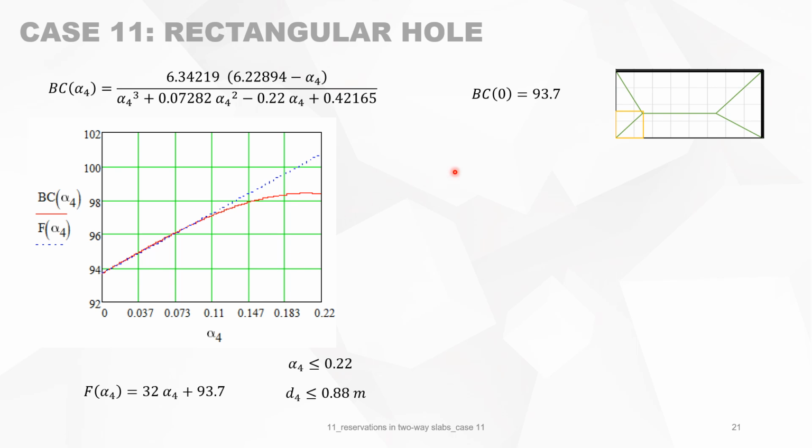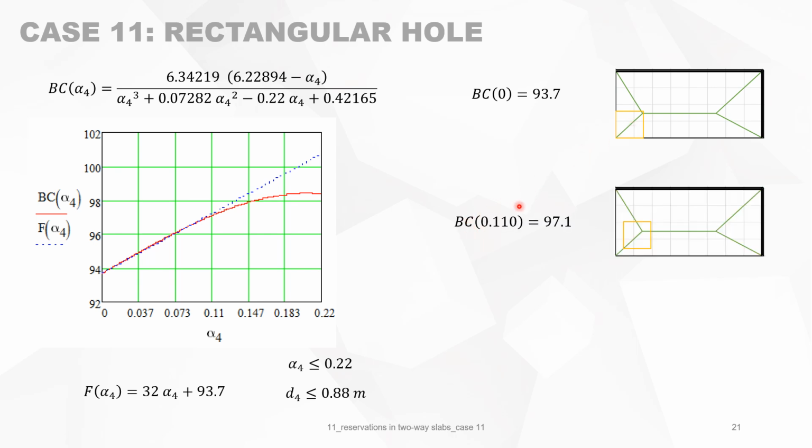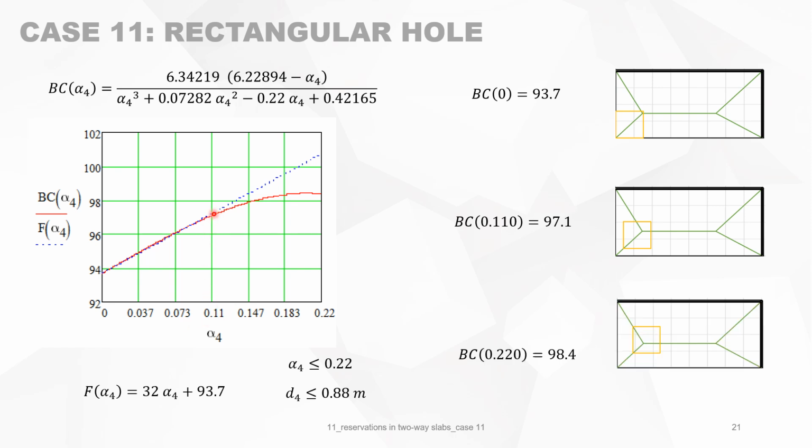So now we can calculate the different positions. When alpha 4 is 0, so it's this point there, you get a bearing capacity of 94. So it means by making in the corner the reservation, you lower the bearing capacity of the slab. When you are somewhere here, the bearing capacity is 97%. So it means this is this point here. And it's when the reservation is on this location, the bearing capacity is 98%.